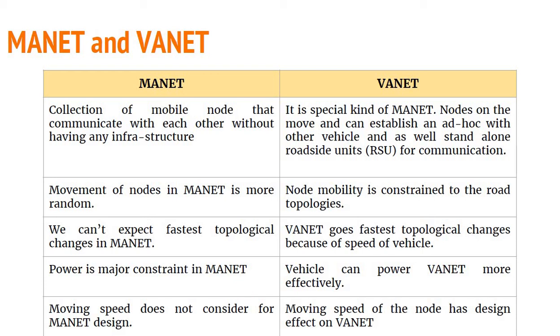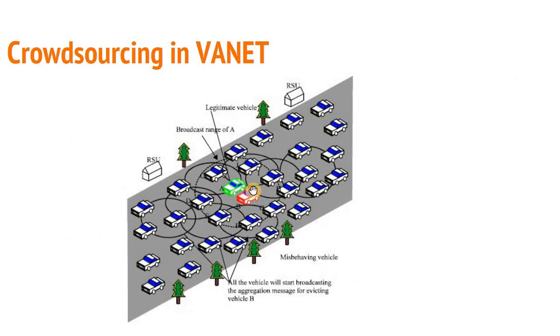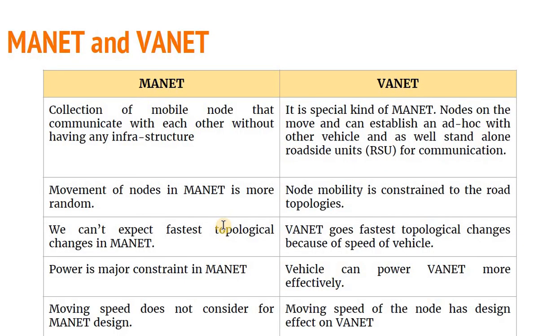Another one is that moving speed is not considered in the MANET design, but here the moving speed of the node has a design effect on the VANET. Because in this diagram you can see, if this vehicle wants to transmit data to this vehicle, and suddenly this vehicle's speed gets high, then the packet transmitted from this vehicle towards this vehicle may get dropped in the middle. So this is all about the MANET and the VANET. I hope you understand it very clearly. So thank you.